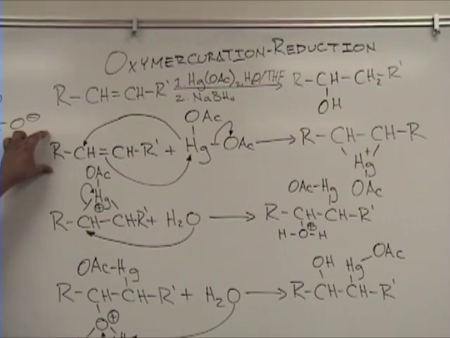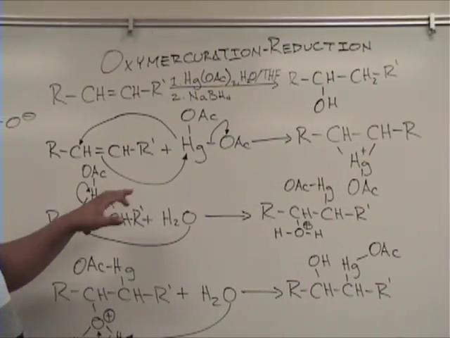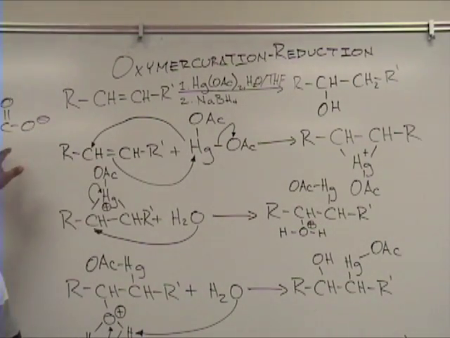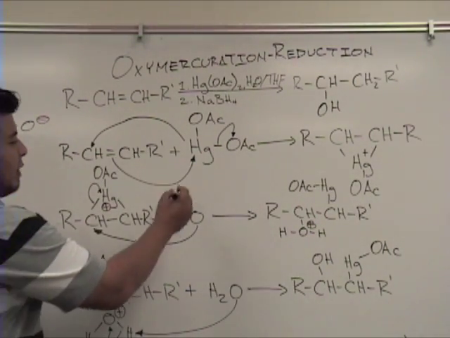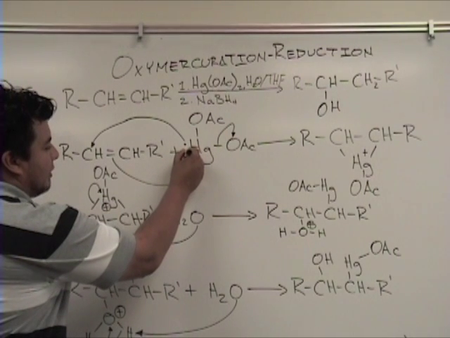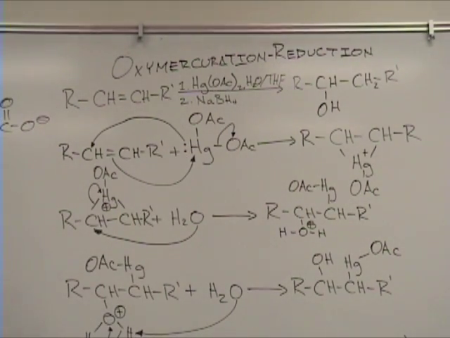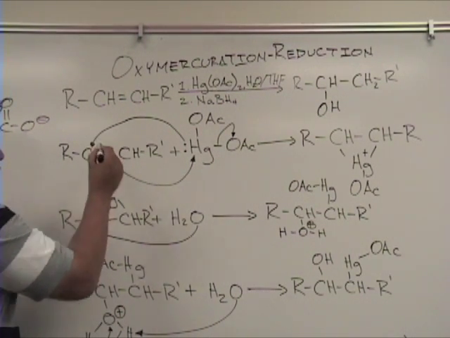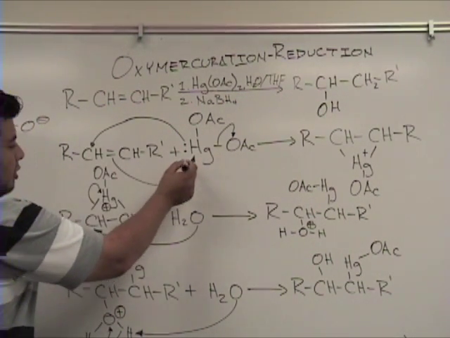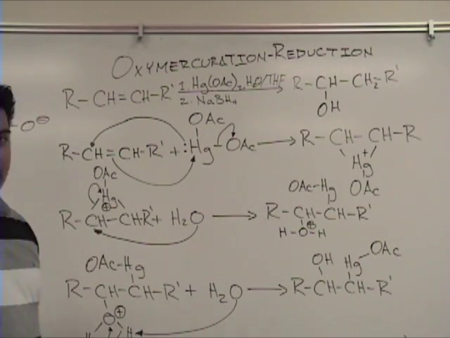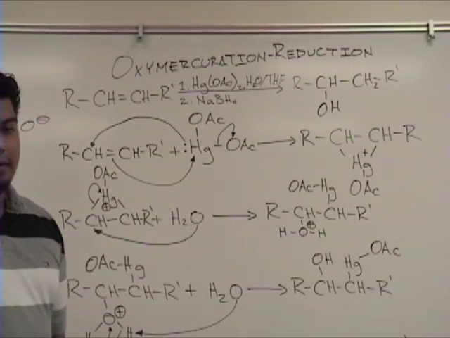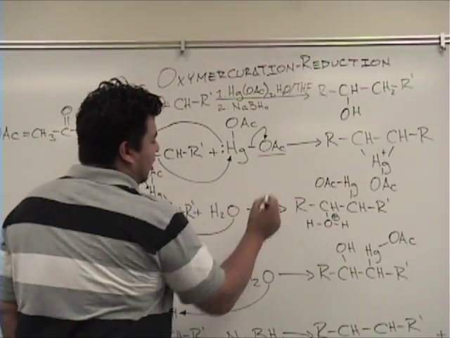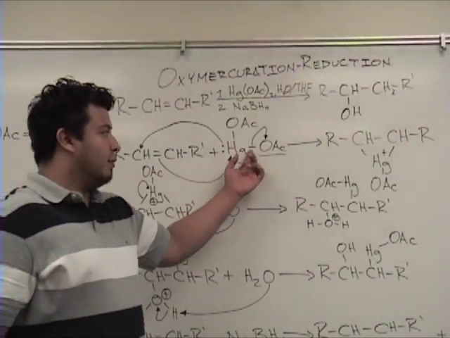We have our alkene, and then we have the mercuric acetate. It has two groups like this, and we have to remember that Hg has a lone pair, so it's going to act as a nucleophile. It's going to attack this carbon right here. And then the double bond is going to attack it because it can also work as an electrophile. While that happens, this OAc group leaves with the electrons from this bond.